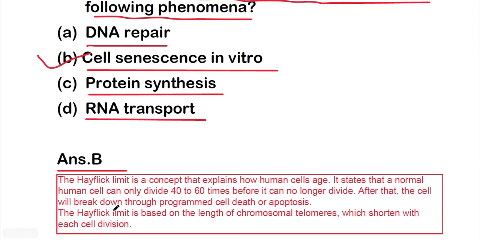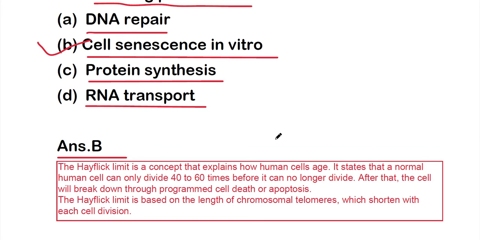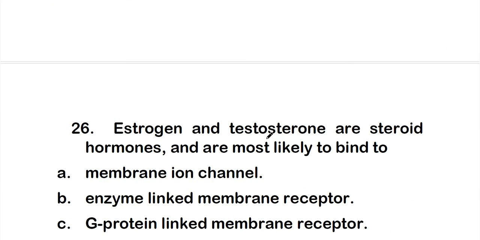After that, the cell will break down through programmed cell death or apoptosis. So this Hayflick limit is based on the length of chromosomal telomeres, which shorten with each cell division. This is known as Hayflick's limit, which is related to cell aging or cell senescence in vitro. Okay, so next question.